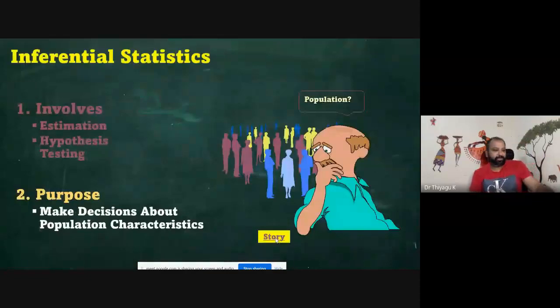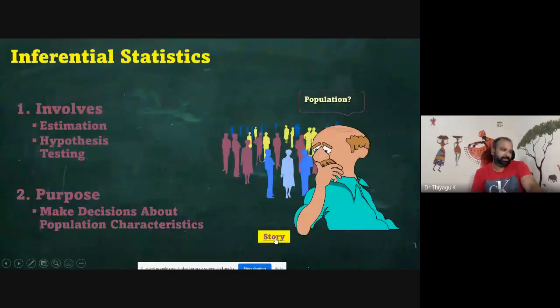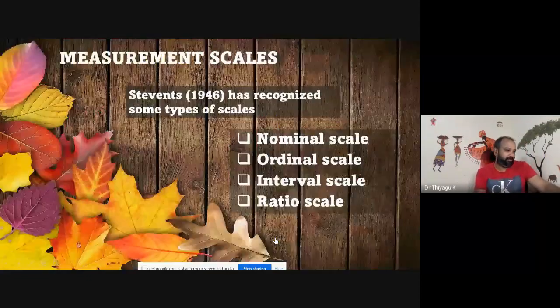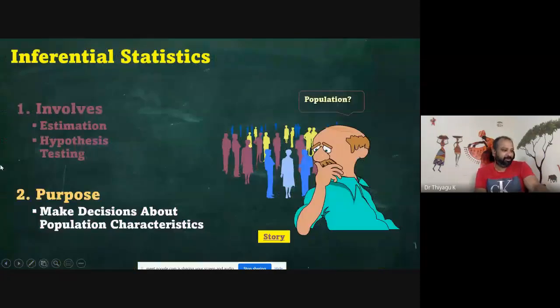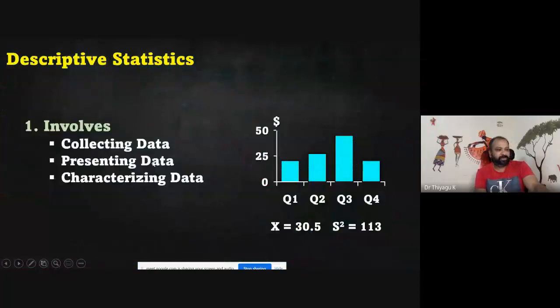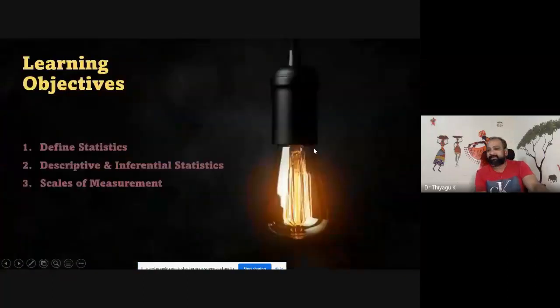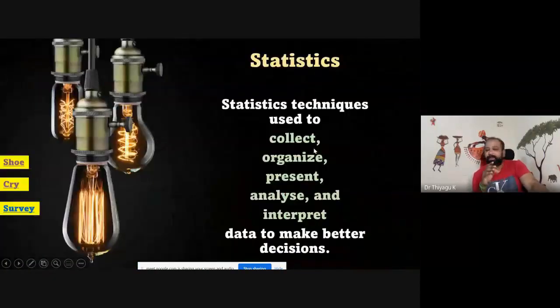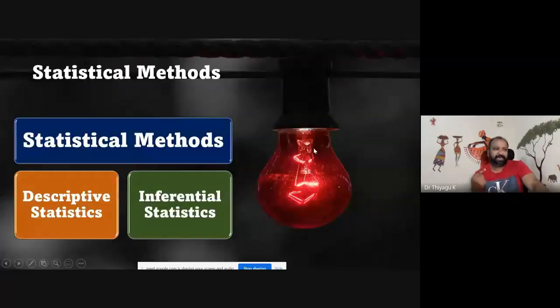Thank you so much. I may conclude today's topic with the two parts only. One is the basis of scale, which I will discuss later. Today we are talking about basic statistics. We discussed the definition of statistics: statistics consists of five terms: collect, organize, present, analyze, and interpret. In the case of the statistical method, we are talking about descriptive statistics and inference statistics.